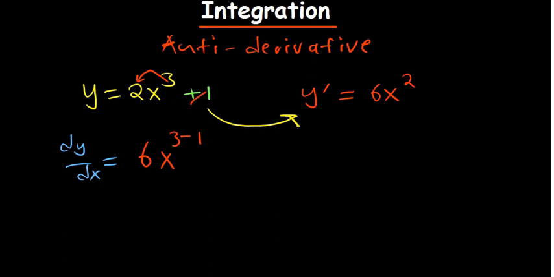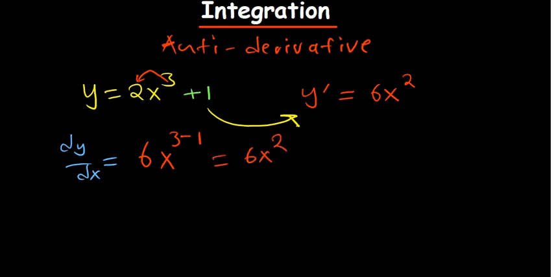The constant disappears. In other terms, if you look at the constant plus 1, it's more like 1 multiplied by x to the power 0. 0 times 1 will give us 0. That's why constants disappear. So of course this becomes 6x squared.